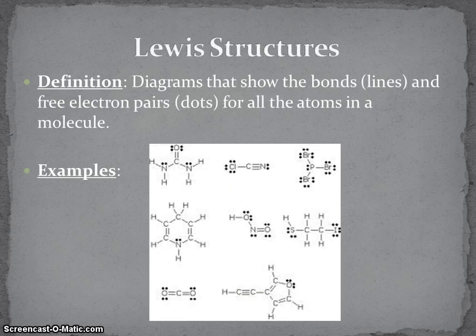Lewis structures. Lewis structures are diagrams that show the bonds, represented by lines, and the free electron pairs, represented by dots, for all of the atoms that appear in a given molecule. Here in the image below you see different examples of Lewis structures for different compounds, and you will actually learn how to draw these structures in class.